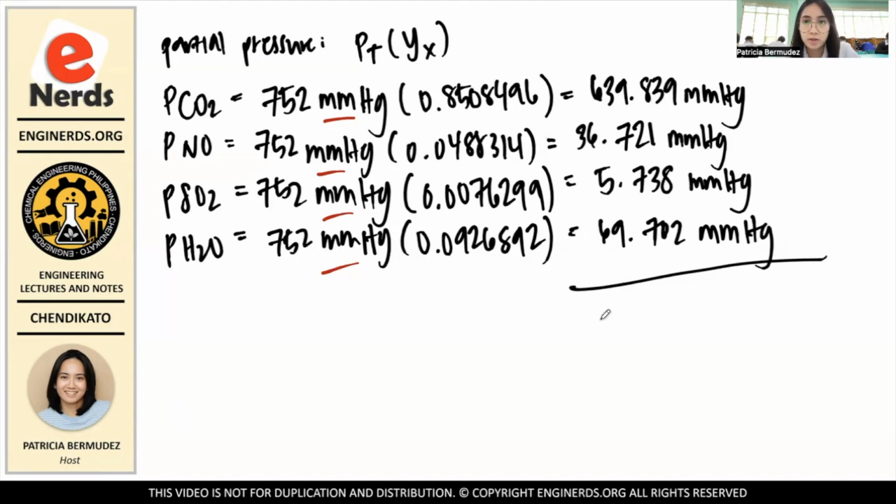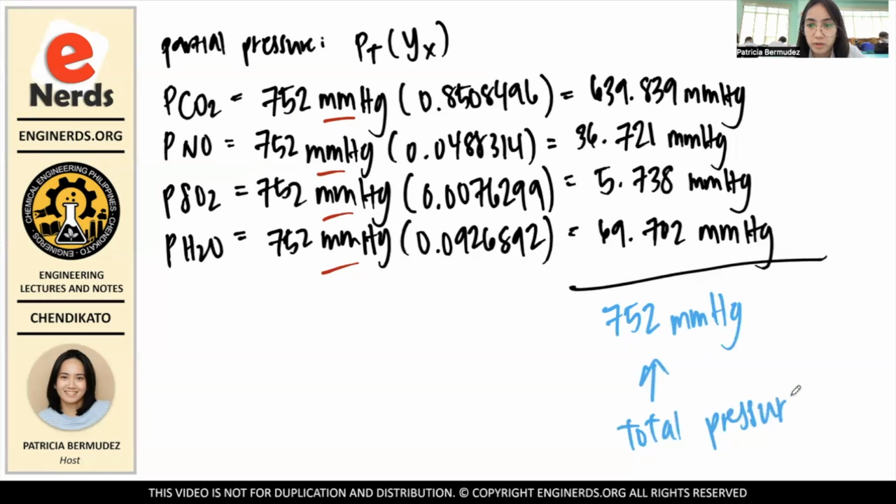So 639.839 plus 36.721 plus 5.738 plus 69.702, we have 752 millimeter mercury, and this is the total pressure. So that is the solution for the problem.